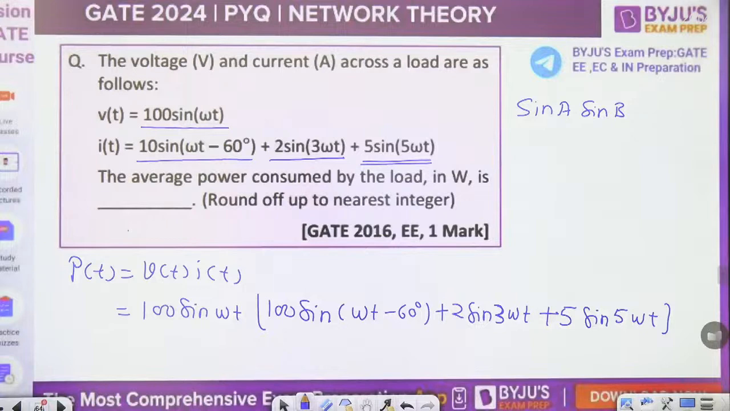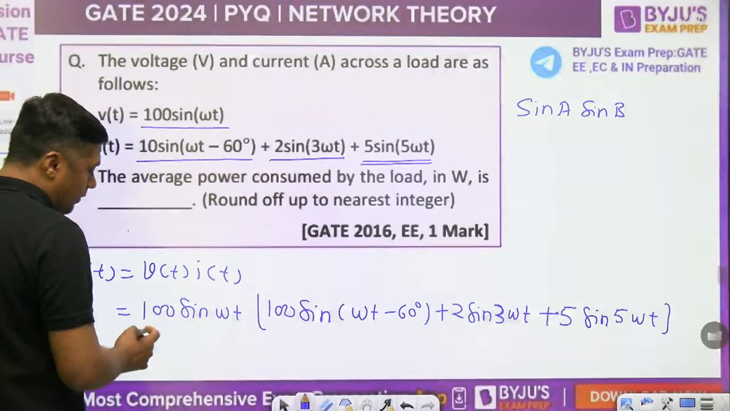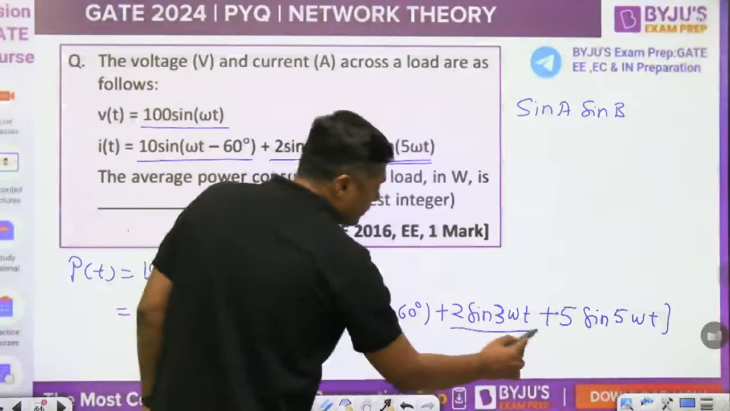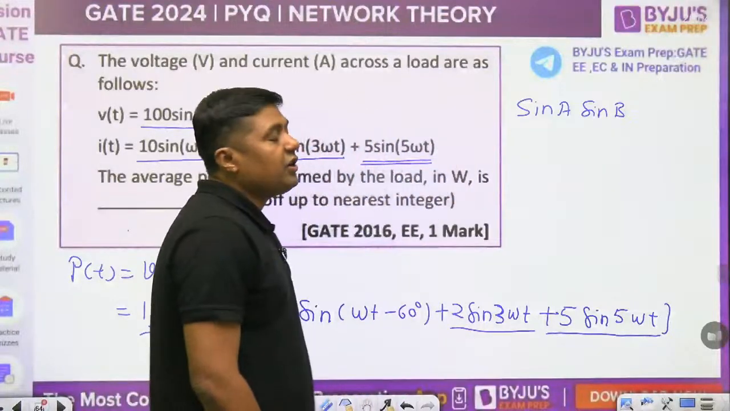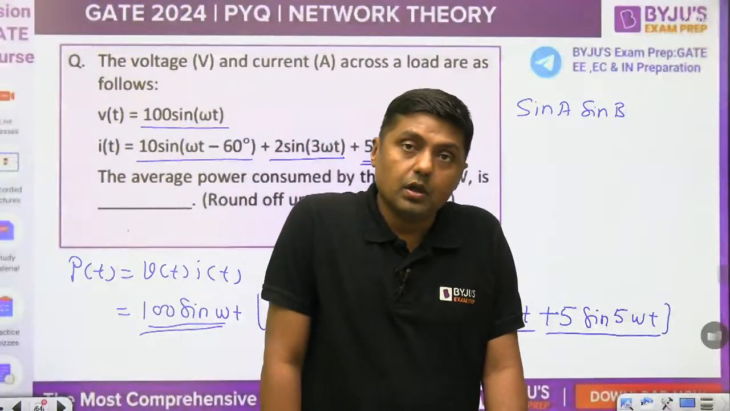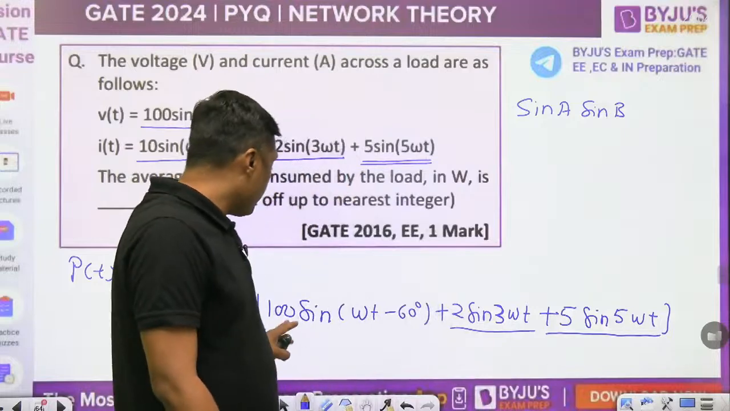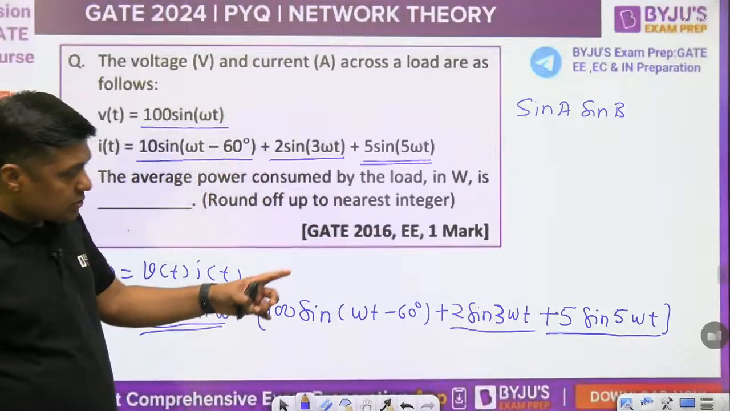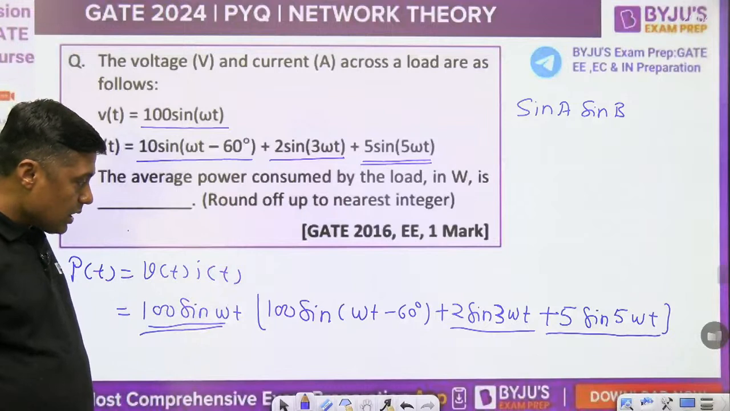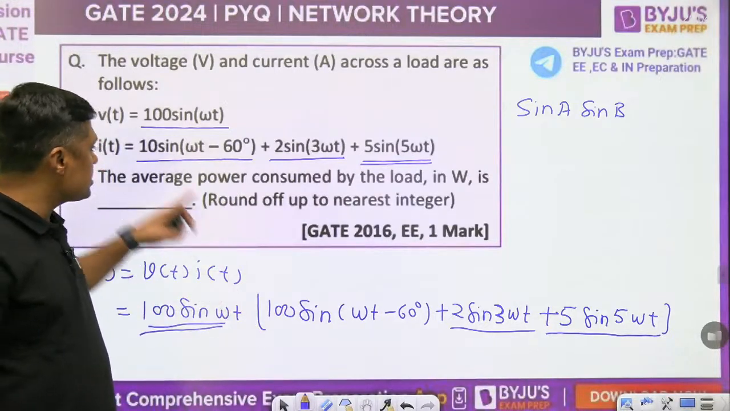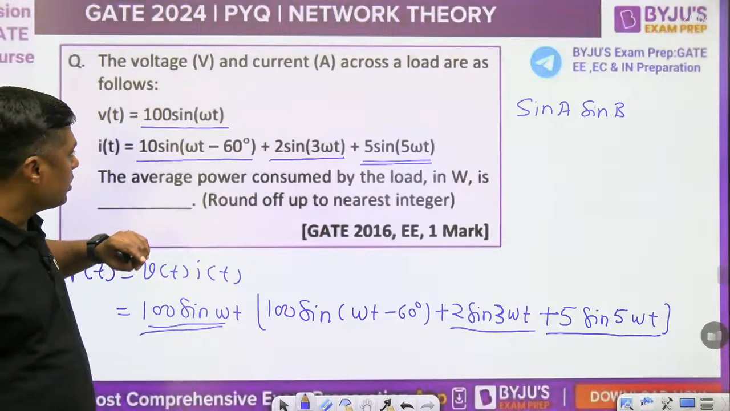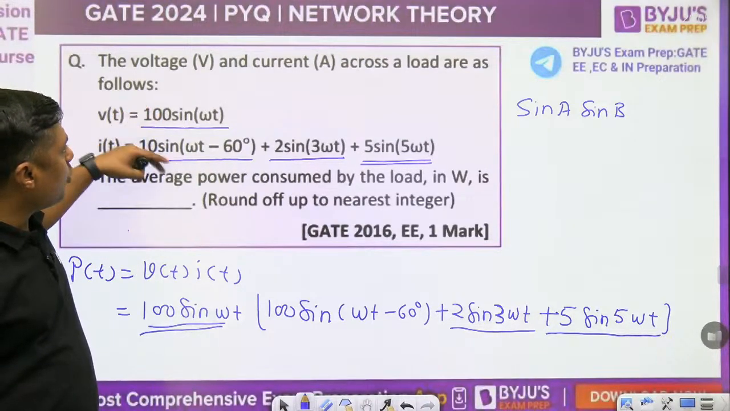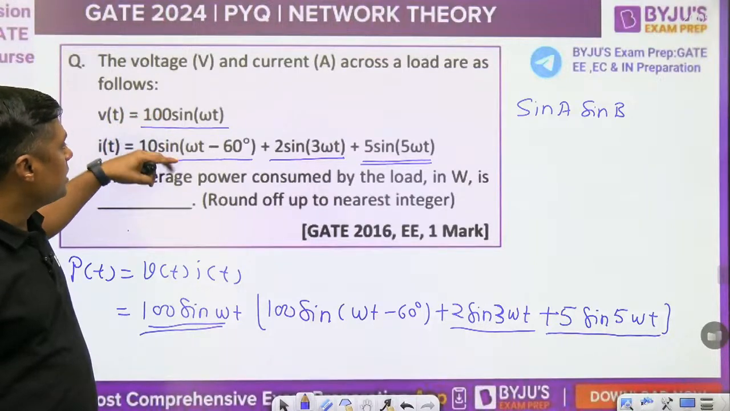Now, when we are calculating, guys, remember, when the average power is multiplied with this signal and you find the average value, it will be 0, because the frequency is different. This is omega t, and that is 3 omega t and 5 omega t. So only one term is important, this signal and that signal. And what is the phase difference between these two? 60 degree. And current lags behind the voltage, so lagging phase 60 degree.